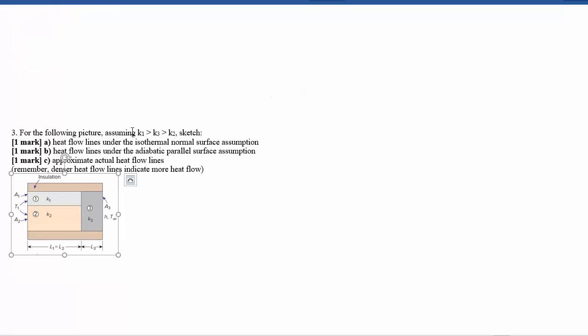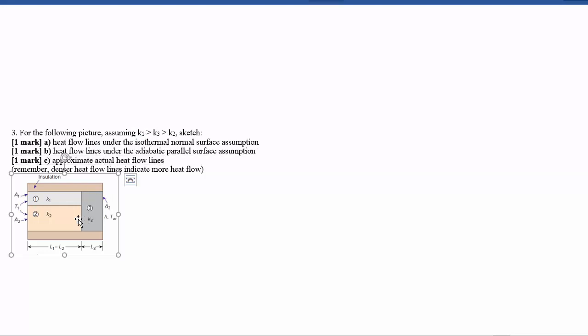For the following picture, assume K1, the conductivity here, is bigger than the conductivity here, which is bigger than the conductivity here. And sketch heat flow lines. So let's say temperature 1 to temperature infinity. It doesn't matter. They could be going to the right. They could be going to the left. It doesn't really matter for what the question's trying to get at. Heat flow lines under the isothermal normal surface assumption, and then under the adiabatic parallel surface assumption. Then approximate actual heat flow lines.